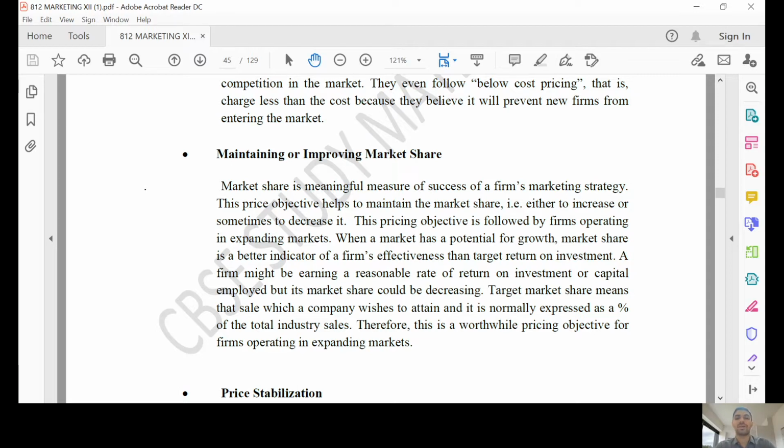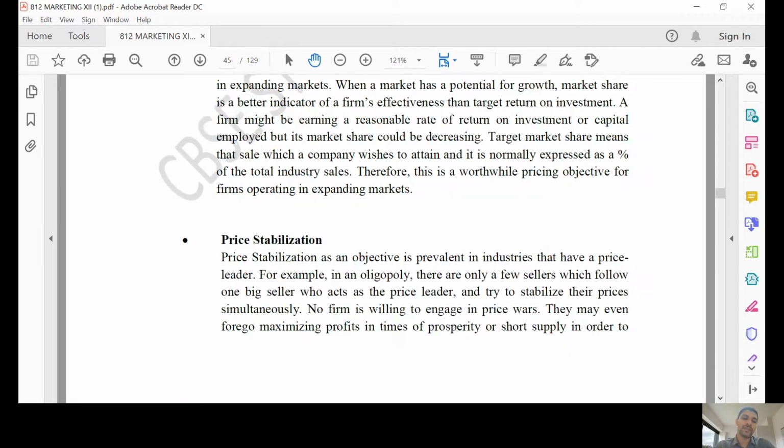Presently, if our company's product market share is 10%, by reducing the price, we can increase the market share to 15%. Or presently, we are the number one leader in a particular market. If we want to maintain that number one position in the market, we have to manage our price properly. We have to keep the price lower, or at least we should not increase the price above our competitors.